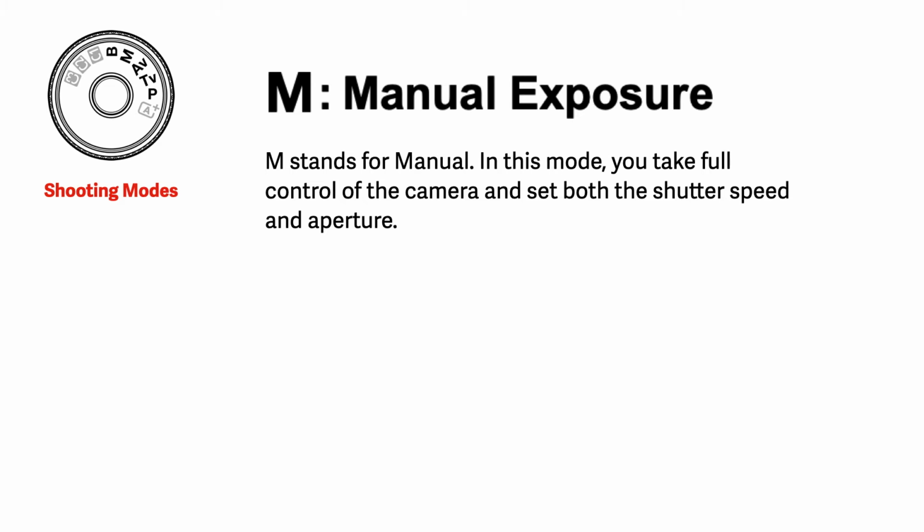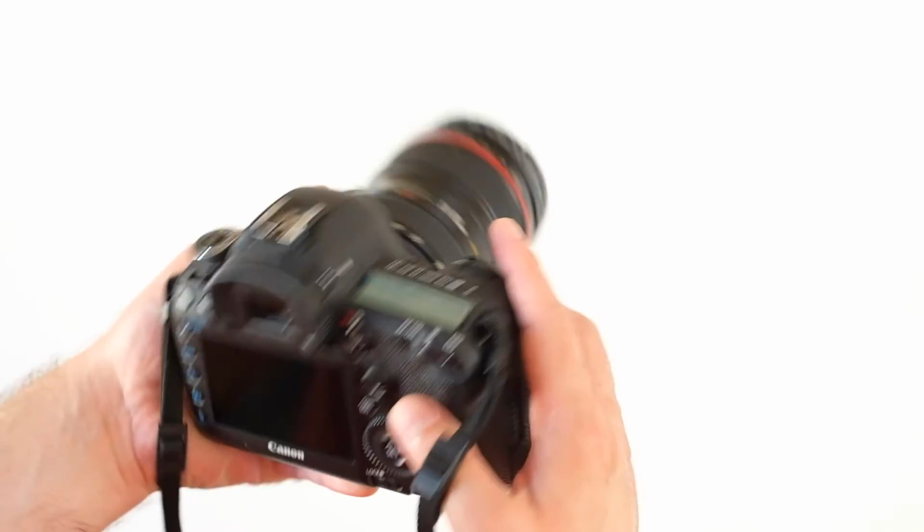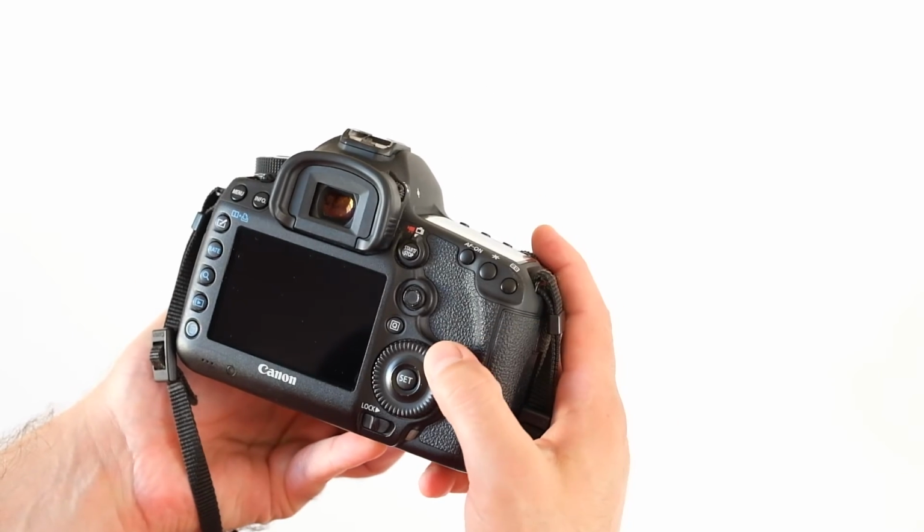We said that the modes are selected via the mode dial on the top plate of the camera. To allow us to control the shutter speed and aperture, the camera has two additional dials, the main dial at the front and the secondary quick control dial at the back.